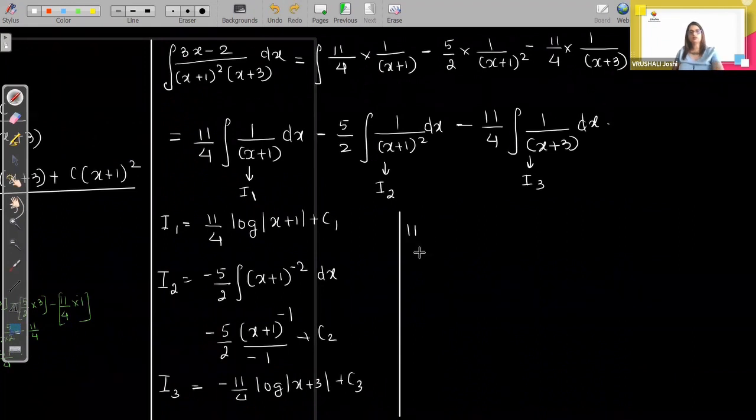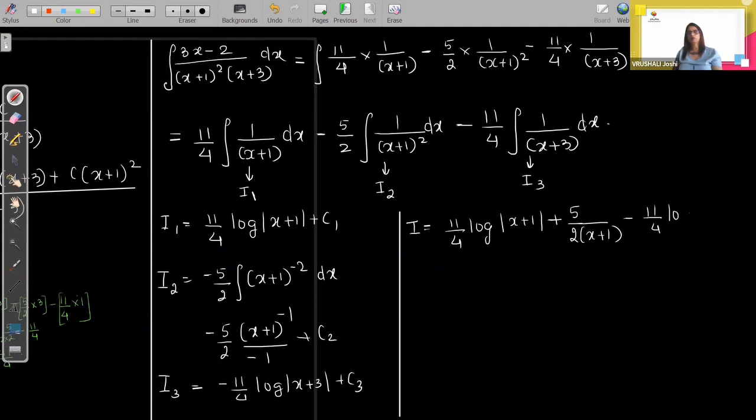So I will write first, if you want. Okay, so I is equal to 11/4 log of modulus x plus 1 minus 5. Here 2 will come, minus minus will become plus, so this will be plus, correct, 5/2, and x raised to minus x plus 1 raised to minus 1 will again come in the denominator, so it will be x minus x plus 1 in the bracket, correct, minus 11/4 log of modulus x plus 3 plus c.